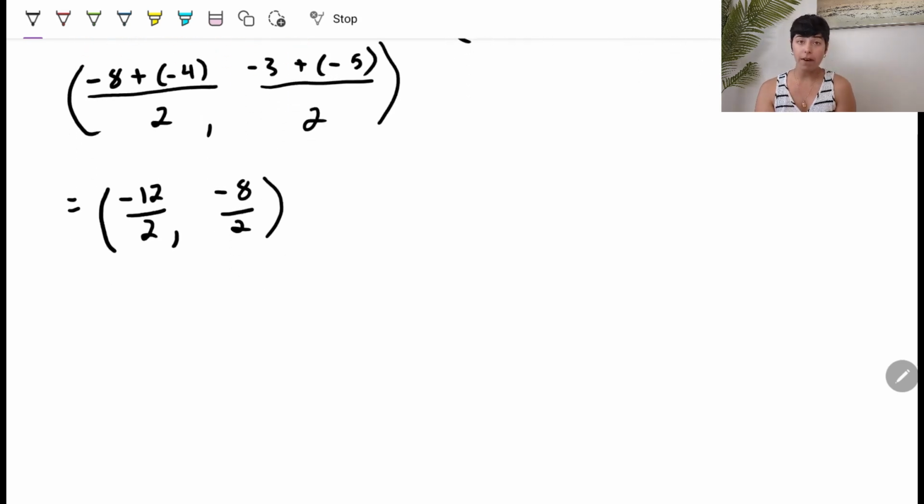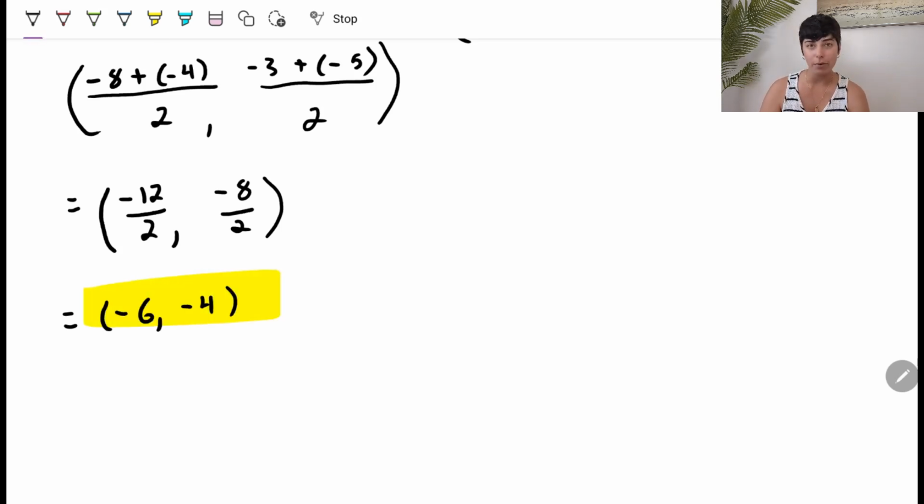From here, if you can simplify, simplify. So -12 divided by 2 gets us -6, and -8 divided by 2 is -4. So our midpoint is at -6, -4.